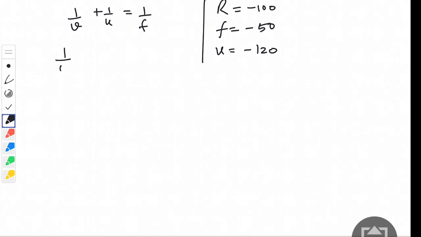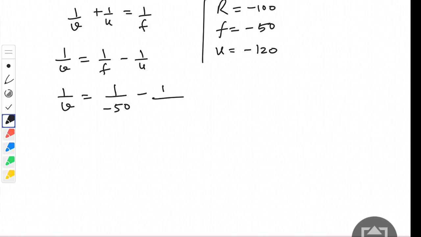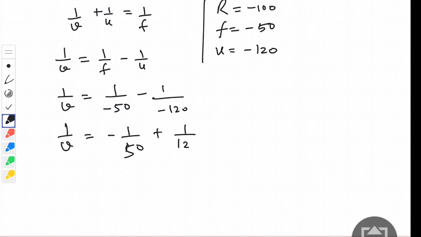1 upon v is equal to 1 upon f minus 1 upon u. So 1 upon v is equal to 1 upon minus 50 minus 1 upon minus 120. I'll give you a lot of problems, so don't worry. If you make a mistake, absolutely don't worry. We'll practice a lot of problems. So 1 upon v is equal to minus 1 upon 50 plus 1 upon 120.